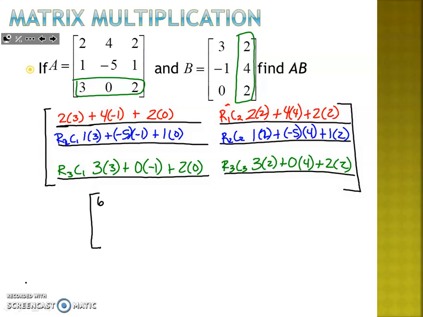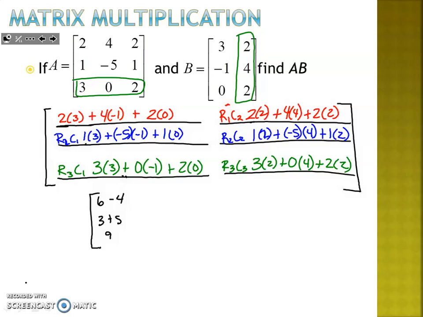2 times 3 is 6. 4 times negative 1 is negative 4. 2 times 0 is just 0, so I don't need to write that. Next one here. 1 times 3 is 3. Negative 5 times negative 1 is a positive 5. 1 times 0 is 0. Down to the next one. 3 times 3 is 9. 0 times negative 1 is 0. 2 times 0 is 0.